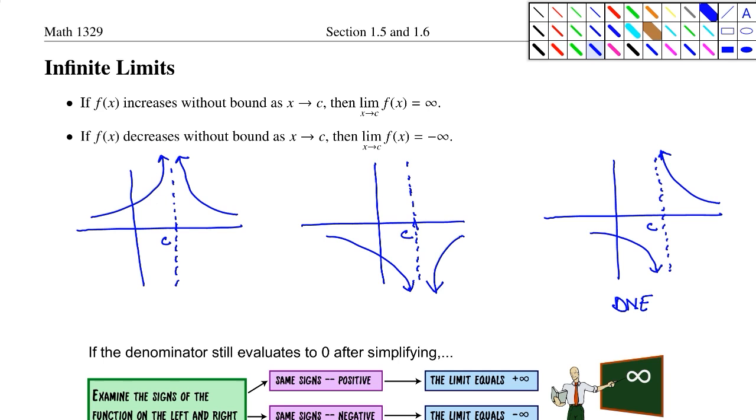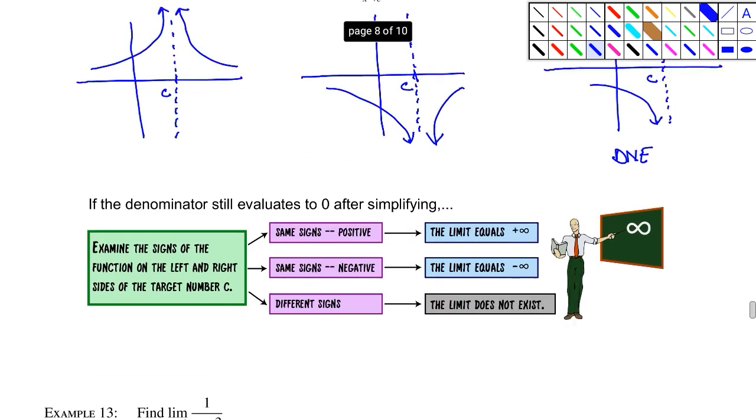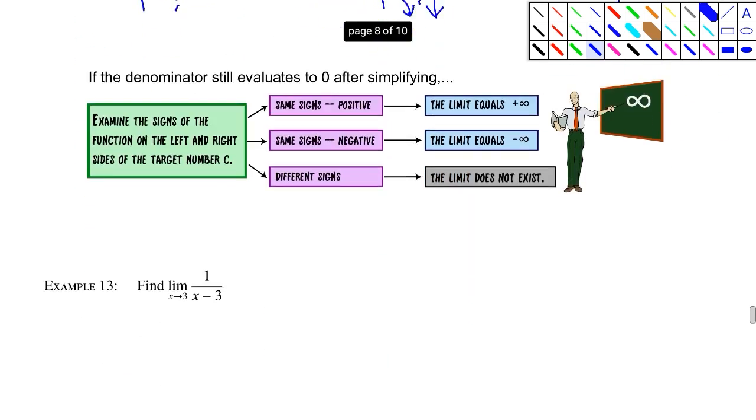Now here's a helpful little diagram to help you remember how to do these problems. So if the denominator still evaluates to 0 after you try simplifying it, then you examine the signs of the function on the left and the right sides of the target number c, and if they are the same sign, and the same sign that's positive, then that means that the limit is going to positive infinity. If they're the same sign on both sides and negative, then that means the limit is going to negative infinity. And if they're different signs, one positive and one negative, then the limit does not exist.